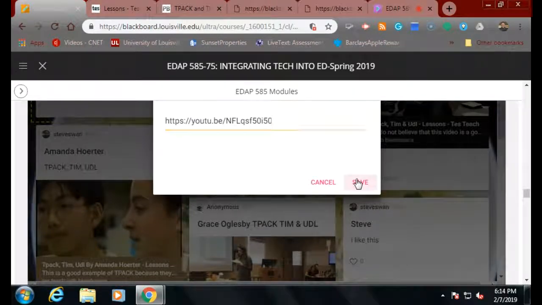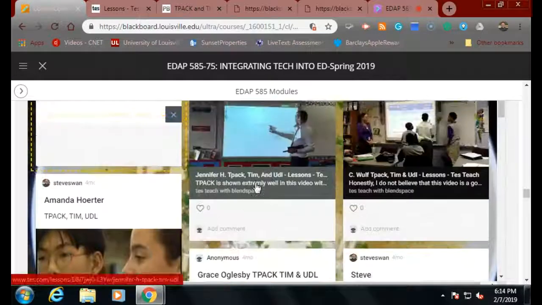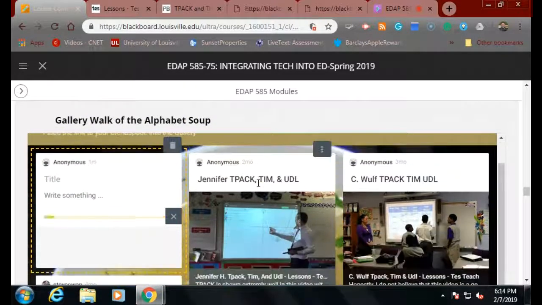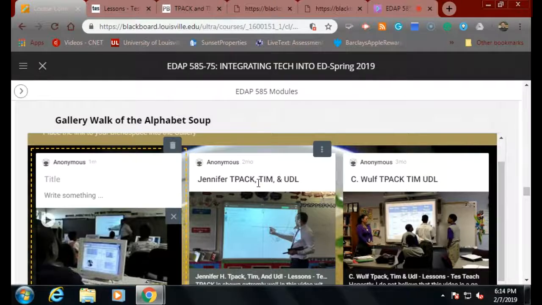And when I do that, what it'll do is it'll do the run back and forth, run back and forth, run back and forth, until it finally comes up with my blend space.